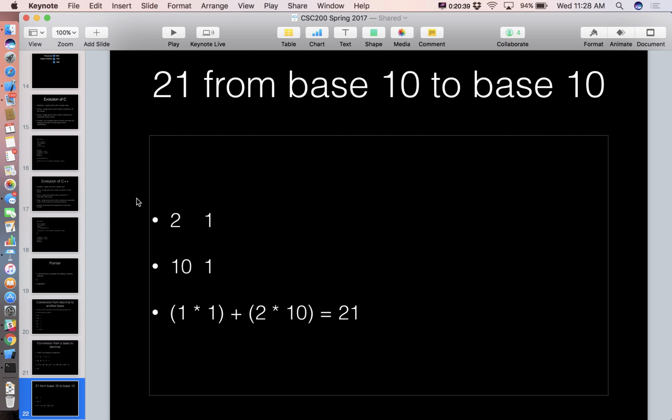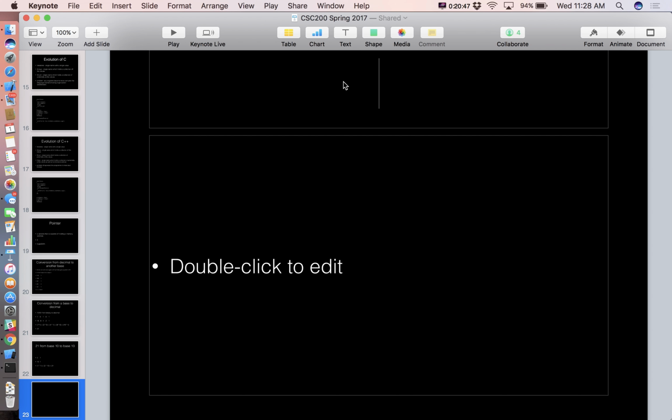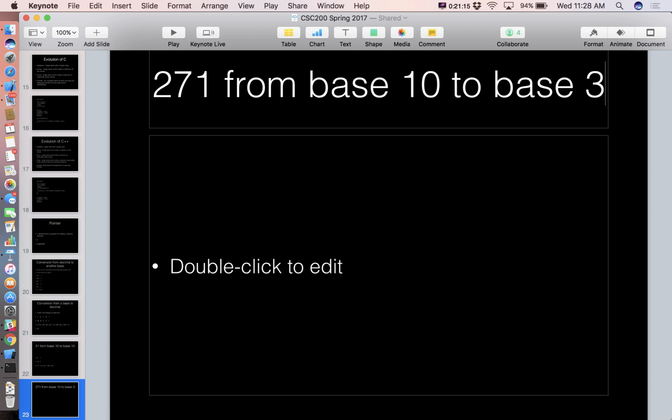Make sense? All right, so let's test this. So take about 3 or 4 minutes, and let's convert. We'll use our first example. Okay, so we're going to convert a decimal number to some other base. All right, so let's convert the number 1,000. Actually, let's make it a little bit shorter. So let's do 271 from base 10 to base 3. Okay. 271 from base 10 to base 3.